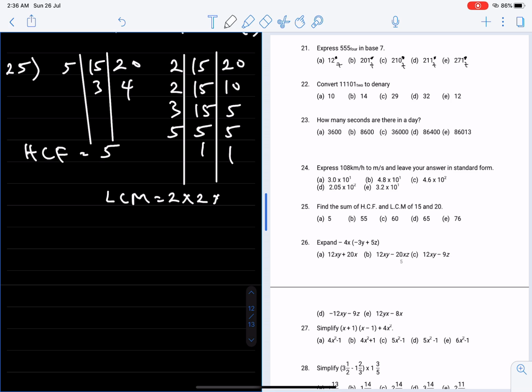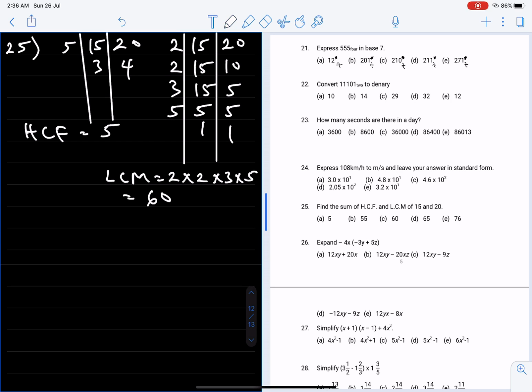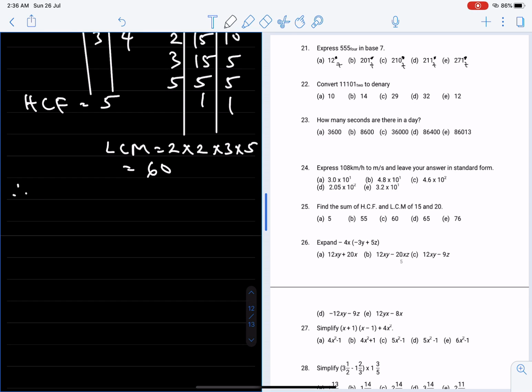2 times 2 times 3 times 5, and that's the same as 4. 2 times 2 is 4, times 3 is 12, times 5 is 60. And we have to find the sum, HCF plus LCM equals 5 plus 60, which is 65. And the correct option is D.